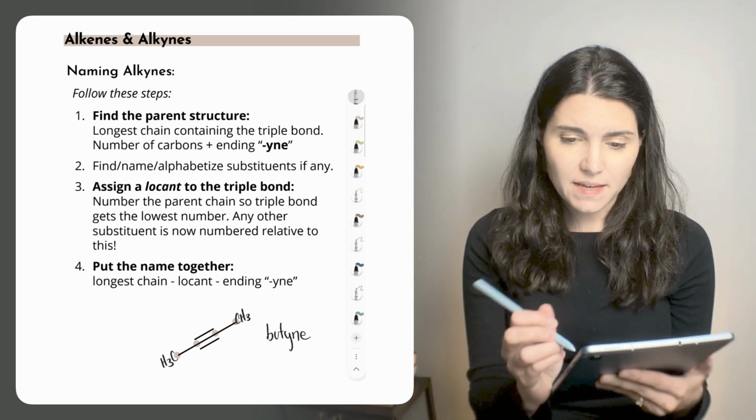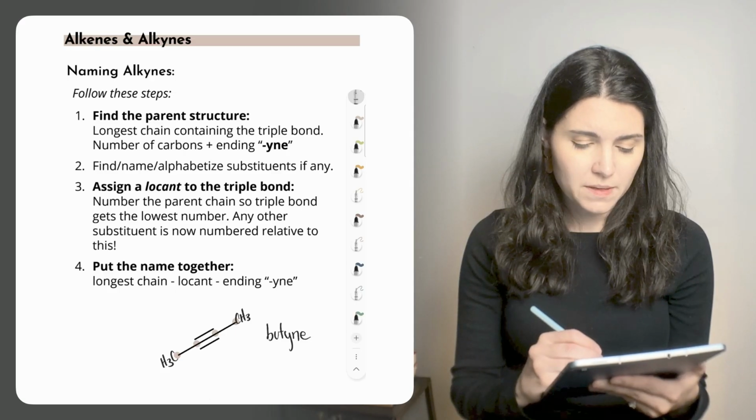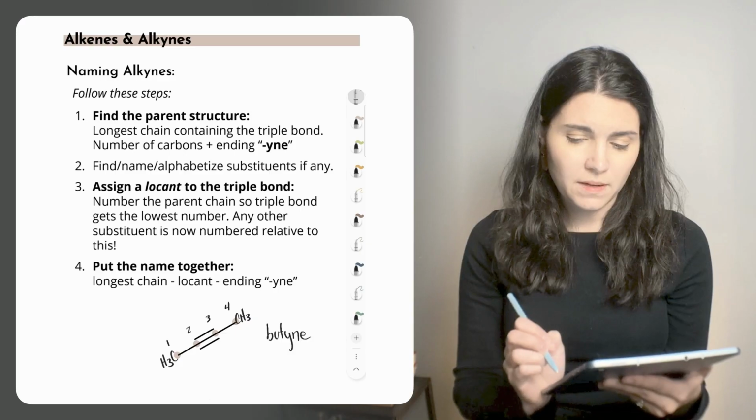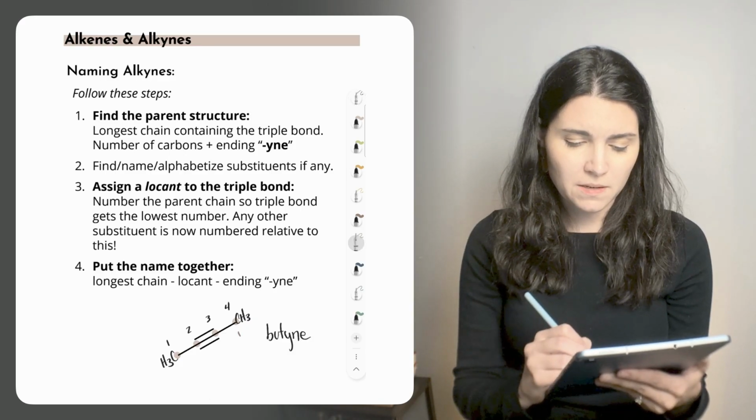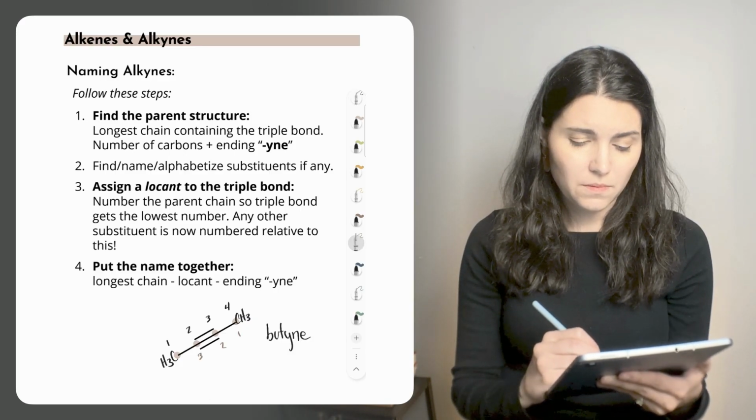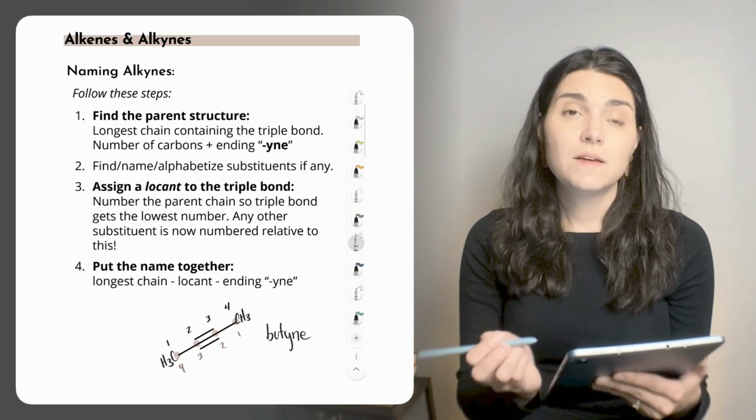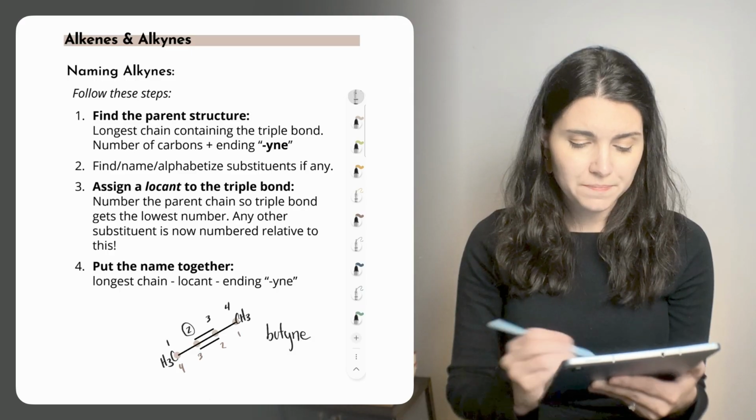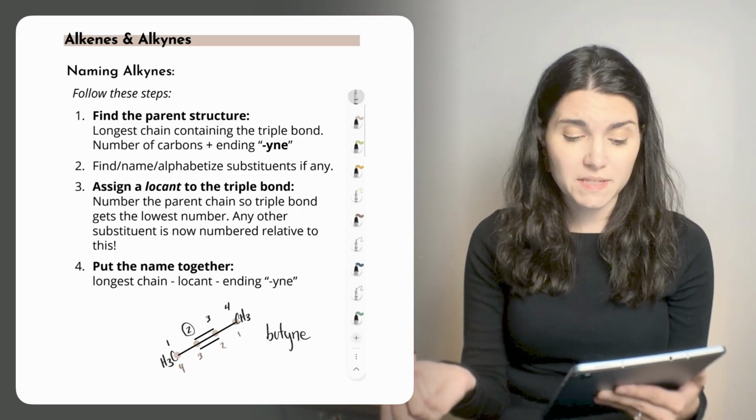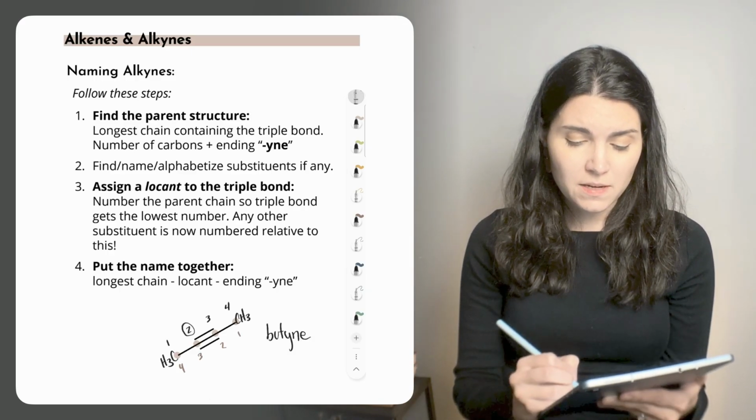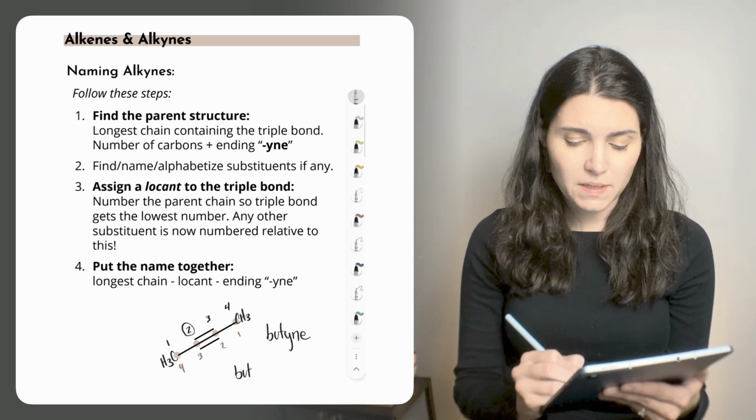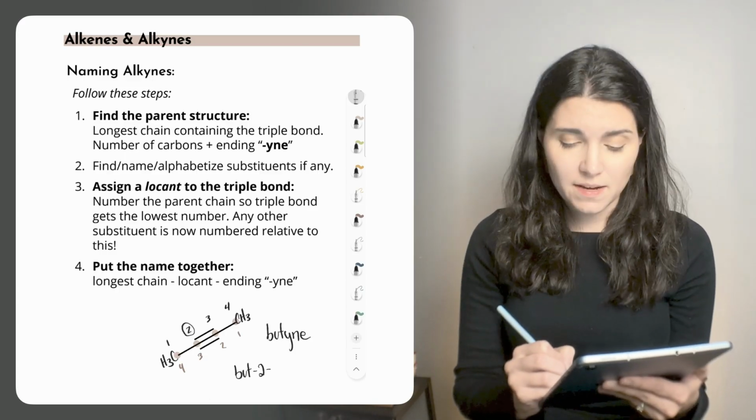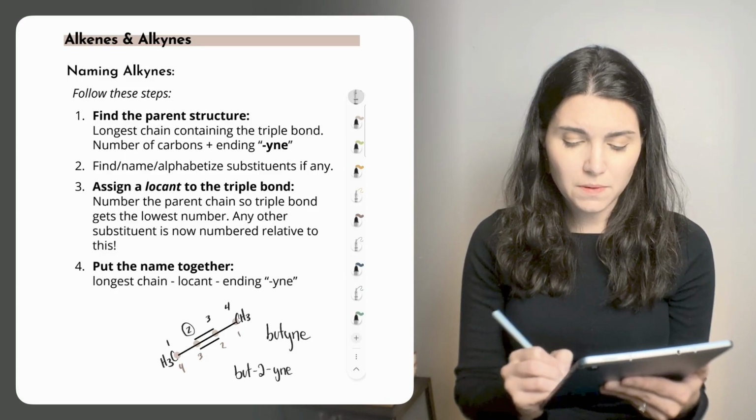So in this case, we would just number our carbons 1, 2, 3, 4, and we could number the other direction 1, 2, 3, 4, but in either case, the lowest locant that we could give the beginning of that triple bond is 2. And then we're going to put the name together. So we do the longest chain, but, we put a dash and we add the locant, 2, and then another dash, and then the ending -yne, but-2-yne.